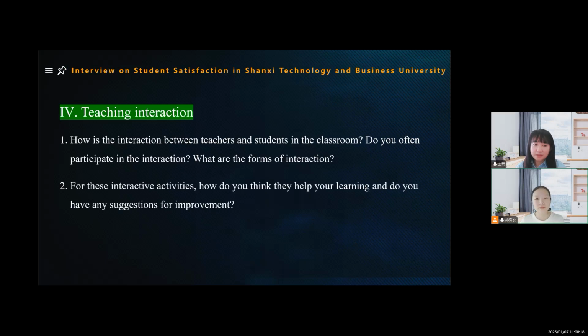Okay, so for these interactive activities, how do you think they help your learning, and do you have any suggestions for improvement?